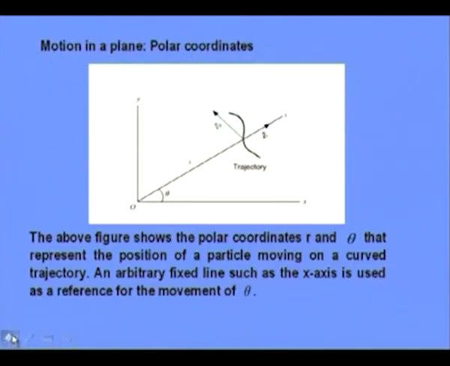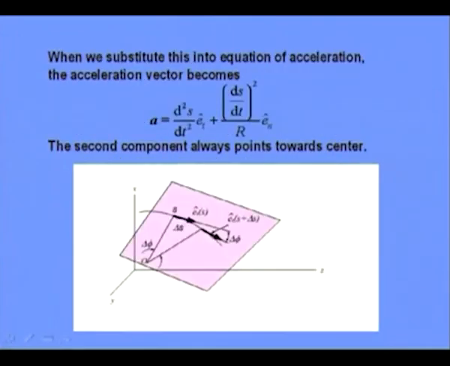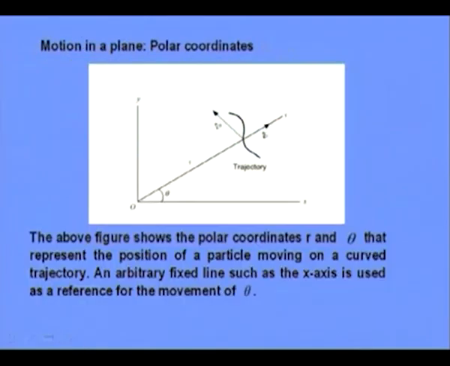So this expression is very important, that is a = (d²s/dt²) et + ((ds/dt)²/R) en. We will be making use of this expression quite often. Now, we discuss motion in a plane and use the polar coordinates.